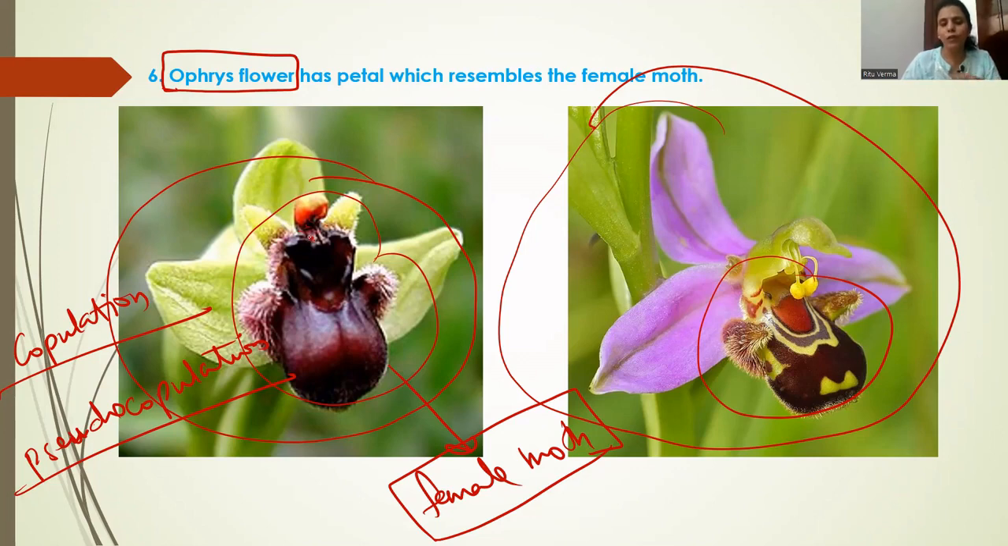This moth flies and goes to another flower. That other flower could be a female flower, and then the insect drops the pollen grains stuck on its body onto the stigma of that next flower. So in such plants like Ophrys, one of the petals of the flower resembles the female moth, which attracts the male moth for the process of copulation.